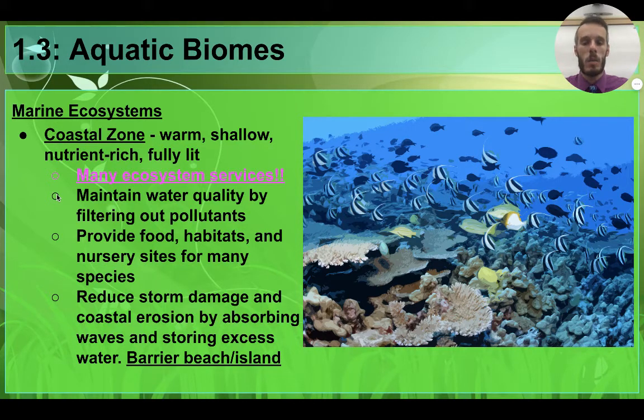All right, so continuing on with the coastal zones of marine ecosystems, they provide many, many ecosystem services, so things that they do for the ecosystem. They help to filter out pollutants, okay, so the plants and some of the animals here will help to filter pollutants that may be coming from humans, to kind of purify the water a little bit. They provide food and habitat for a lot of species. And like I was just saying with those coastal wetlands, they provide a nursery site, so a safe place to raise young for a lot of different species.